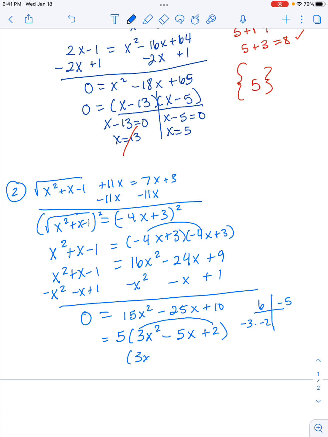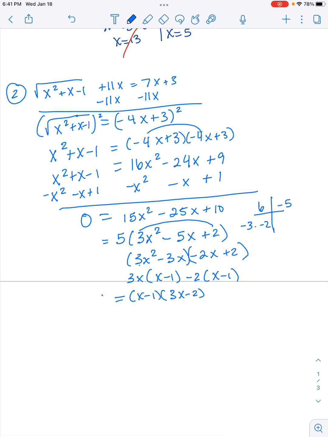So I'm going to use my grouping, 3x squared minus 3x minus 2x plus 2. Group the first 2 and the last 2. Looks like they have a 3x in common. We're left with x minus 1. They have a negative 2 in common. We're left with x minus 1. Bring down our common binomials. And this is set equal to 0. Make our t-chart again. x minus 1 equals 0. 3x minus 2 equals 0. x is going to equal 1. So x is going to equal 2/3.